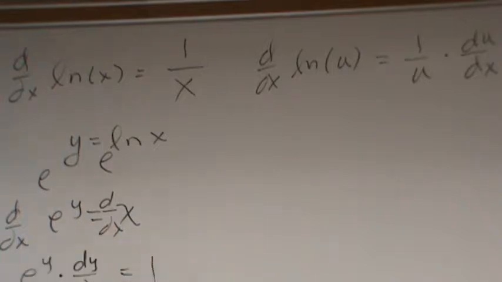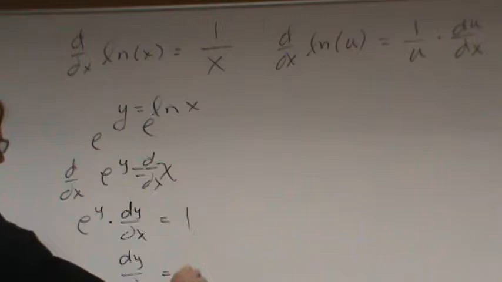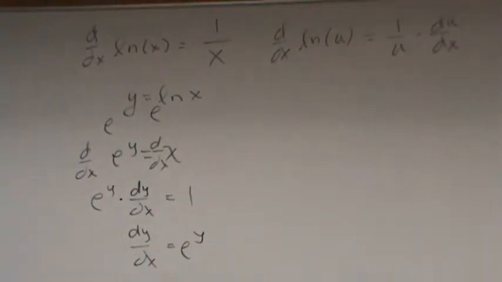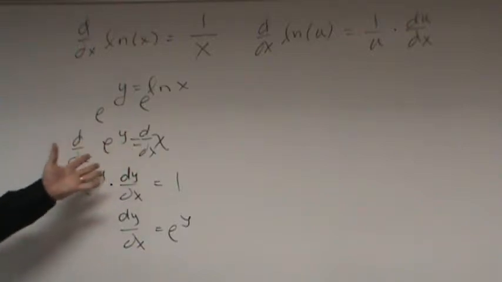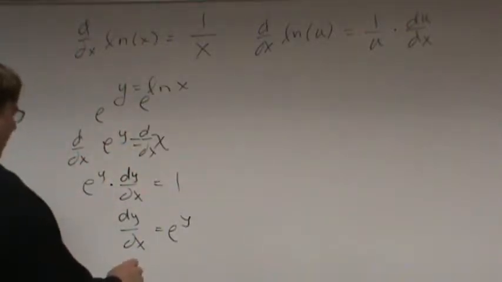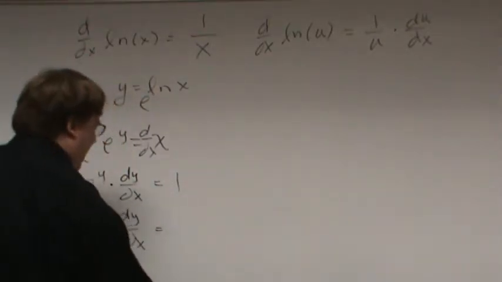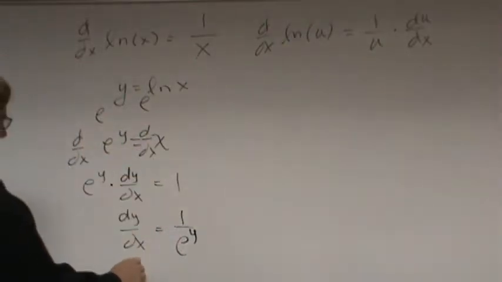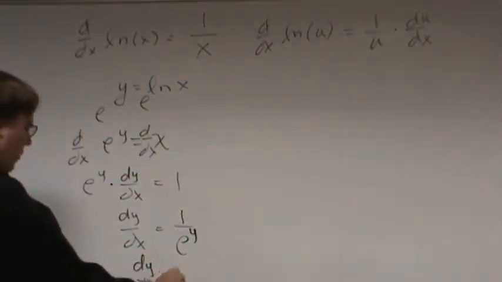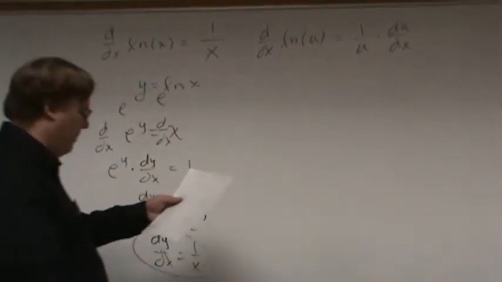And the derivative of x is 1. And so I get dy/dx equals 1 over e to the y. But e to the y is equal to x, right? Then e to the y is just x, so I get dy/dx equals 1 over x. Ta-da. So, do you guys believe? Yes? Okay, good. Let's go ahead and do some problems.